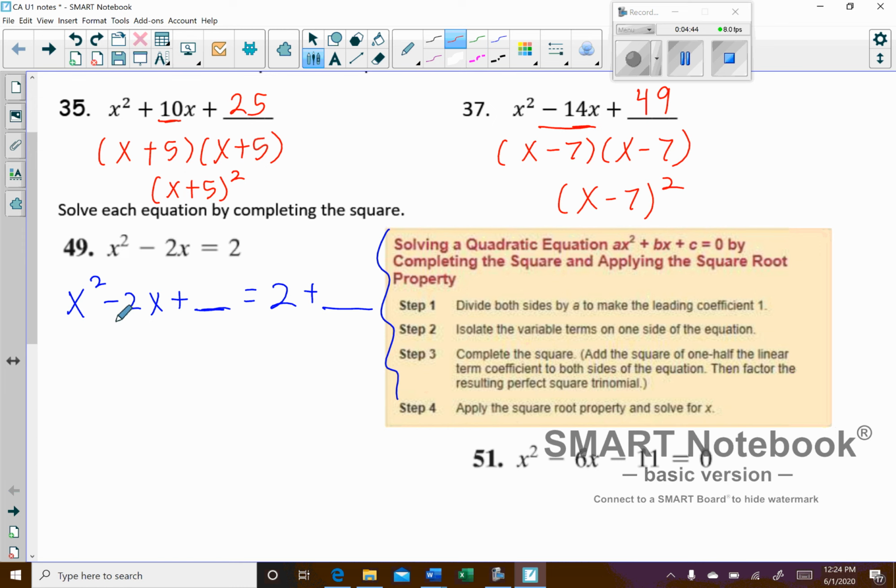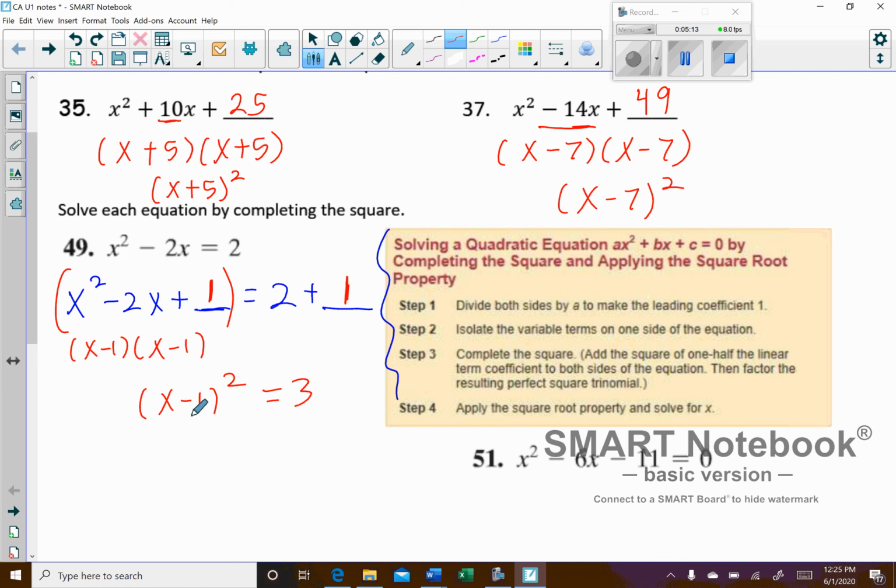So here I go. I'm going to take half of -2, which is -1. -1 squared is +1. So I'm going to add a 1 here, and I'm going to add 1 here. Now what I have on the left side is my perfect square trinomial. So this will factor into x minus 1, but we're going to want to write that as x minus 1 squared. The right side will be 3. 2 plus 1 is 3.